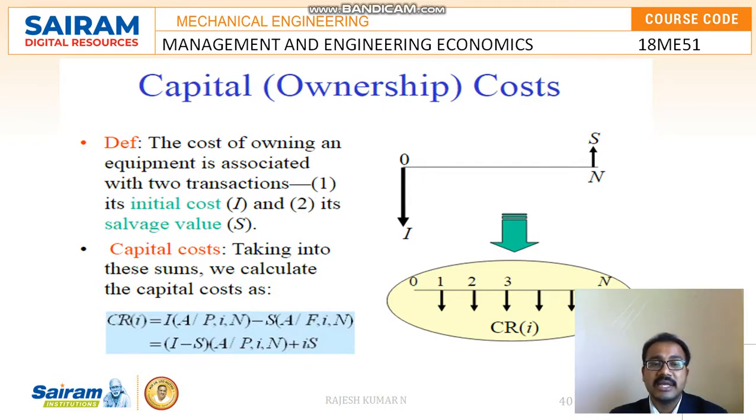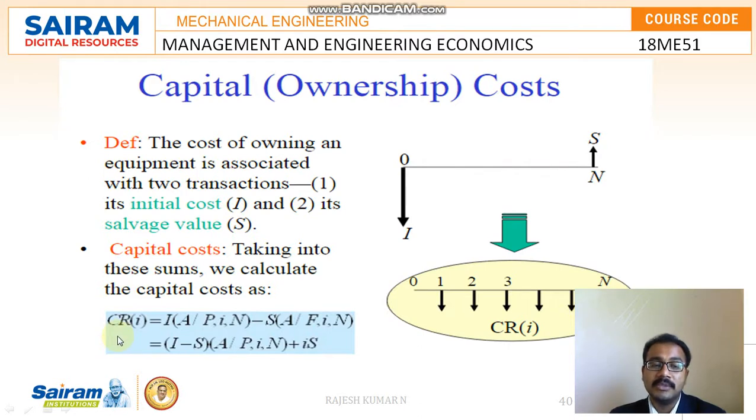cost are. The definition says that the cost of owning an equipment is associated with a true transaction, that is the initial cost and the salvage value, and the capital cost. Taking these sums into account, we calculated the capital cost. You can see this already. We have discussed this kind of information, that is the investments and the outcomes, the maintenance, all those things.